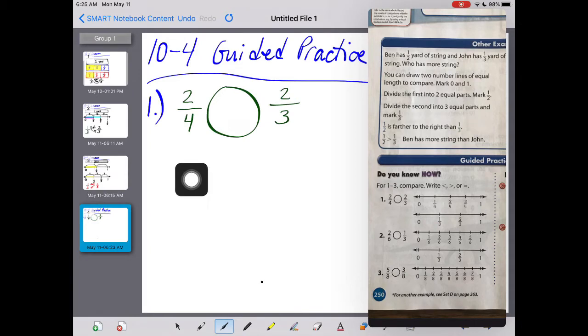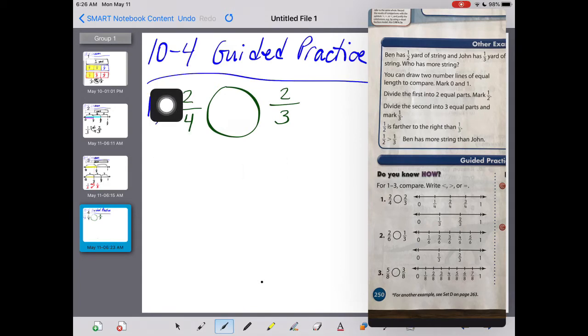Now let's take a look at the numerator to see how many pieces each one has. This one has 2 out of the 4 pieces. And this one has 2 out of the 3 pieces. So the numerators are the same. They each have 2 pieces.